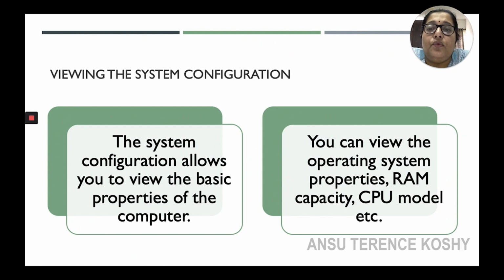Next, we need to go through viewing the system configuration. The system configuration allows you to view the basic properties of the computer. What are the basic things that are there in your computer? You can view the operating system properties, RAM capacity, CPU model, etc. Configuration means what is the memory capacity, what is the model of your system, and what is the processor used. All this information you can find in the system configuration tab.